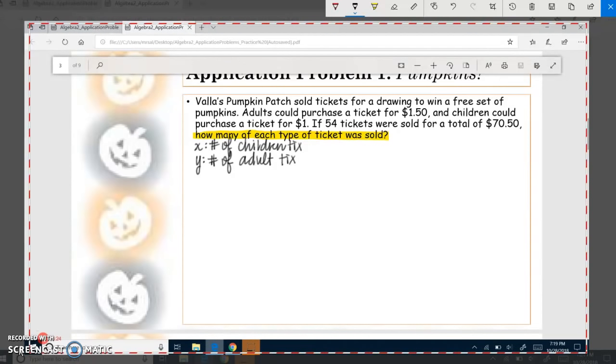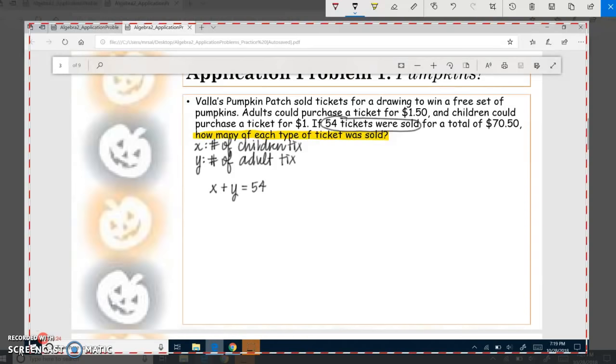So then we need to figure out, okay, what pieces of information do we have in order to set up a system of equations? The first thing that we want to take a look at is where it says 54 tickets were sold. So my total number of tickets added together must be equal to 54. And that's where my first equation is going to come from. The number of my child tickets, X, and the number of my adult tickets added together needs to be equal to 54 because that's how many I sold.